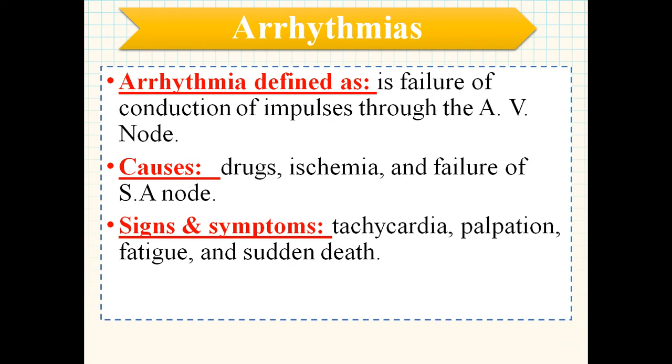Arrhythmia is defined as a failure of the conduction of impulses through the AV node. Causes of arrhythmia are drugs, ischemia, chronic heart failure, and failure of the SA node. Signs and symptoms are tachycardia, fatigue, palpitations, and sudden death.